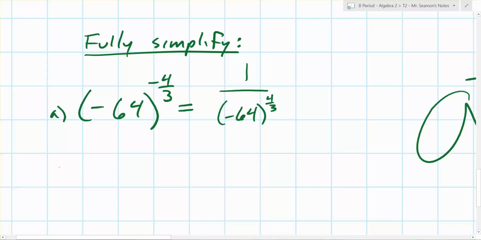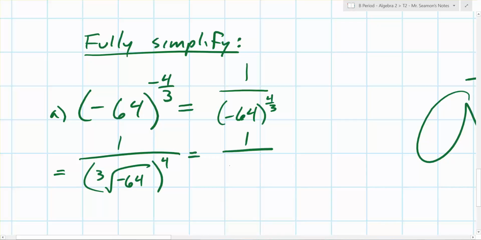So yes, you could do raising it to the 4th and then cube rooting, but that's really hard, because do you ever want to do 64 to the 4th power? No. So instead, what do you do? You do 1 over the cube root of negative 64, all raised to the 4th. What is the cube root of negative 64? Negative 4. So it's negative 4 to the 4th, so that's going to be positive 1 over 256. It was great. Y'all got that.